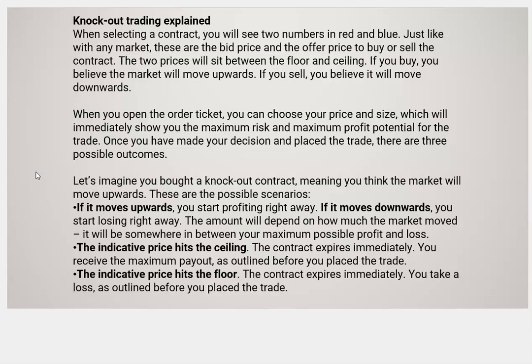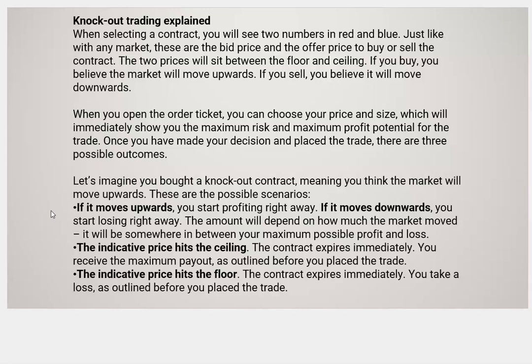Once you have made your decision and placed a trade, there are 3 possible outcomes. So let's imagine you bought a knockout contract, meaning you think the market will move upwards, or we project the market's going to move upwards. Basically, these are the possible scenarios. If it moves upward, you start profiting right away. If it moves downward, you start losing right away. Just like if you're trading a future contract or a stock or anything like that, it's going to start moving right away depending on where you get in. So if you buy it at $1 and it goes to $2, you made $1. If you buy it at $2 and it goes down $1, you lost $1. You see what I'm saying?